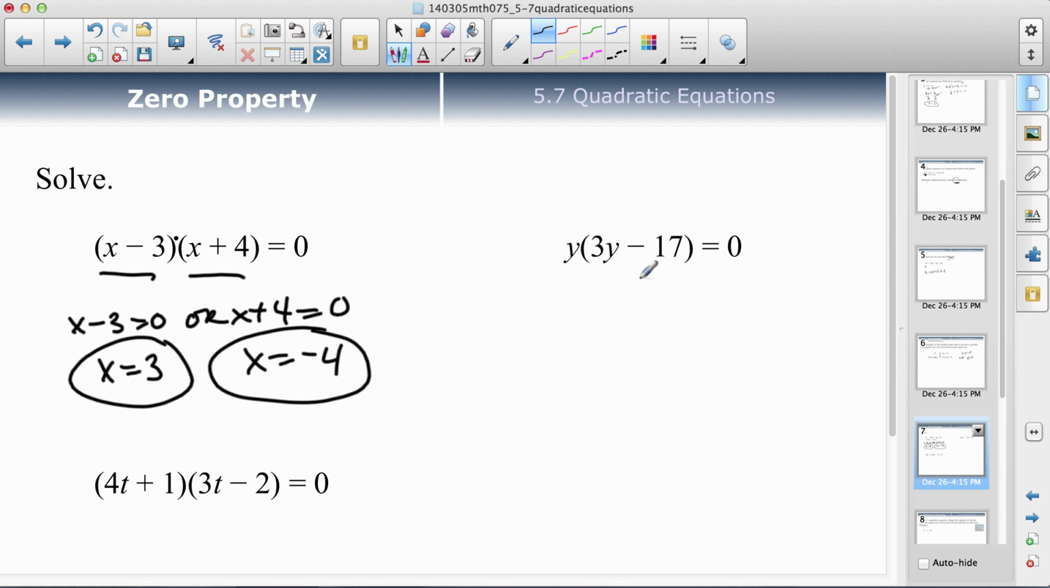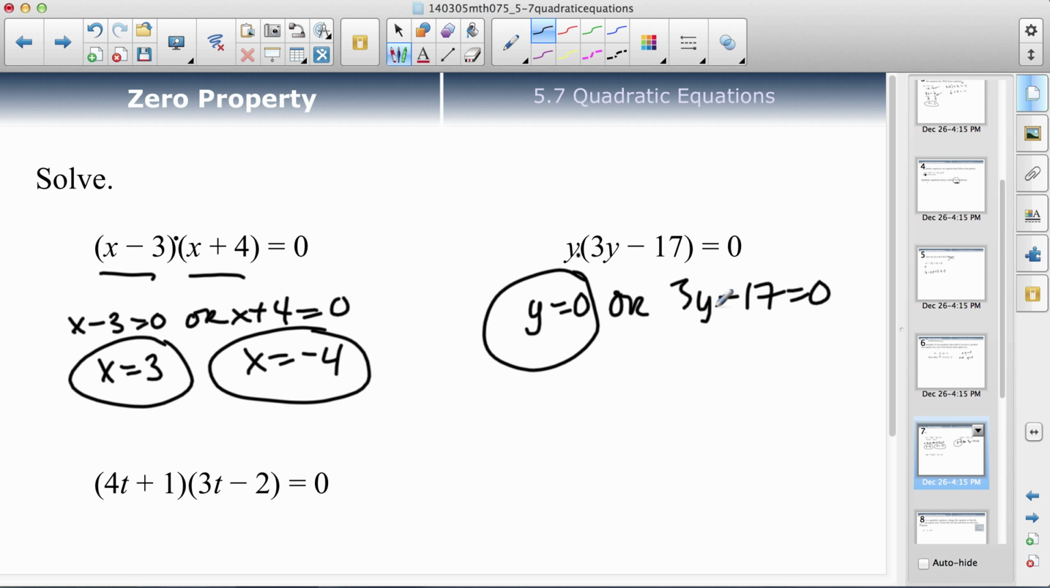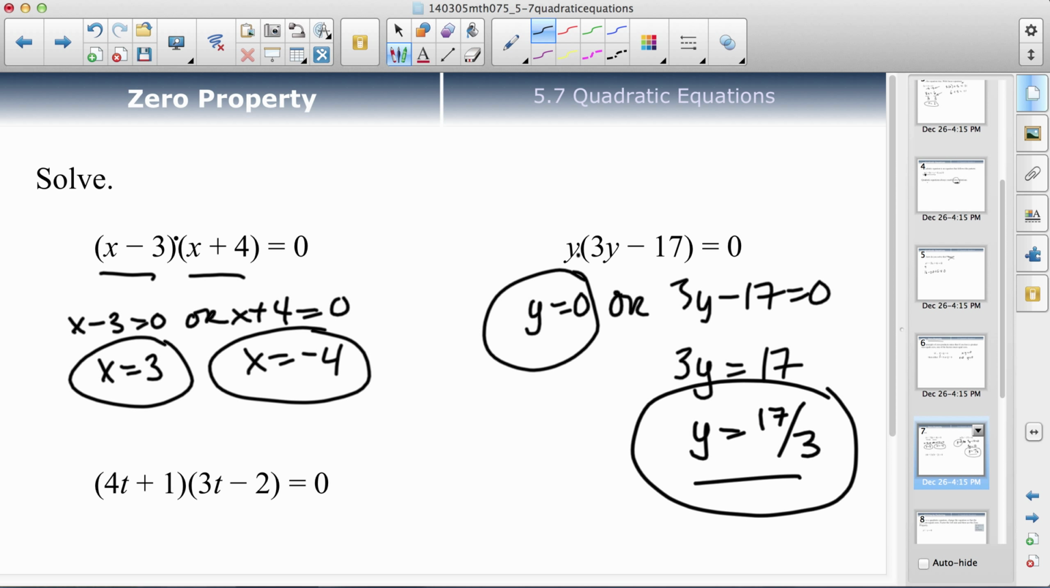All right, let's take a look at this one. I've got y times something equals 0. The zero property says that either y is 0 or 3y minus 17 is 0. So y is 0, that's one of my answers, and then I have to solve this. 3y equals 17: I'll add 17 to both sides, and then divide both sides by 3, and 17/3 is my other answer. So either this or that are my answers to that question.